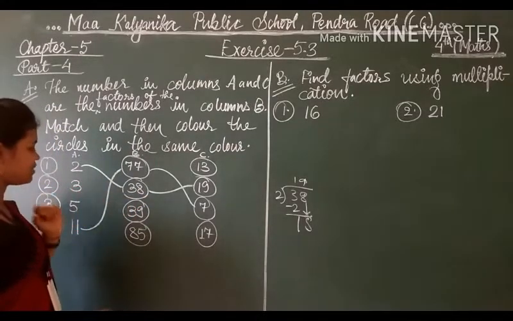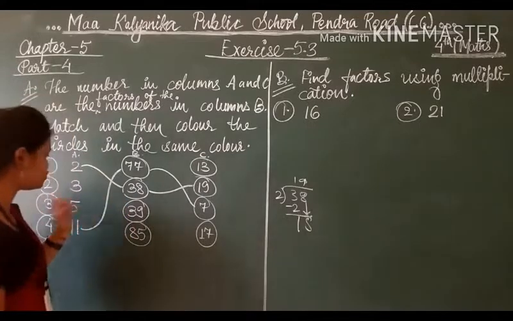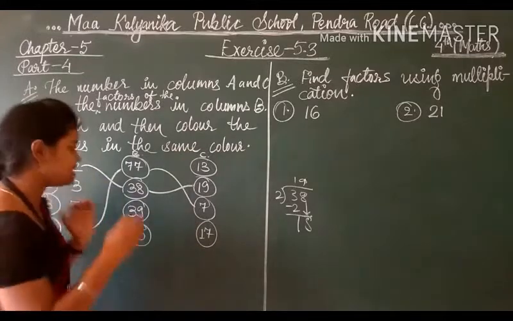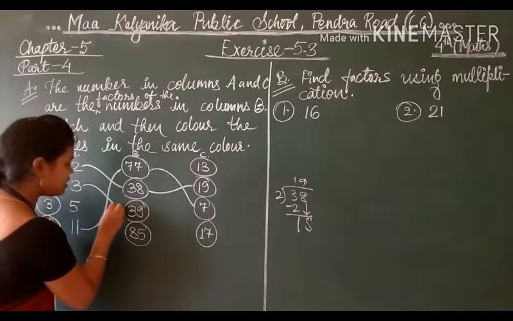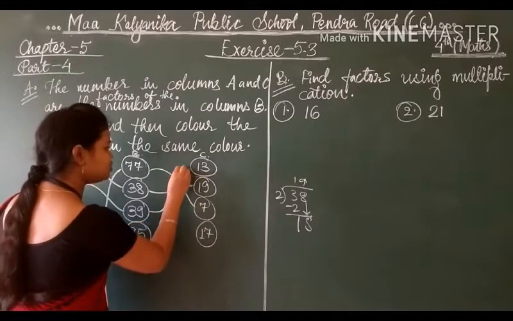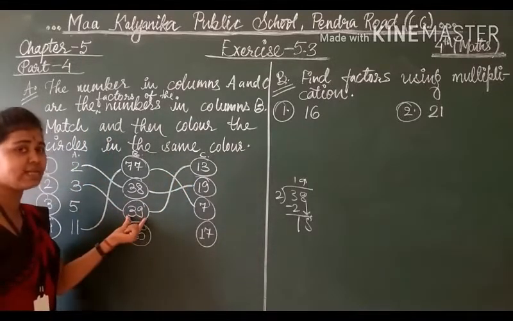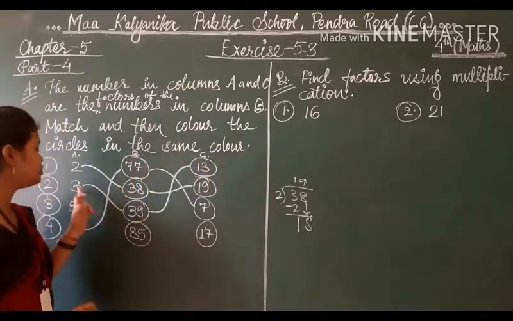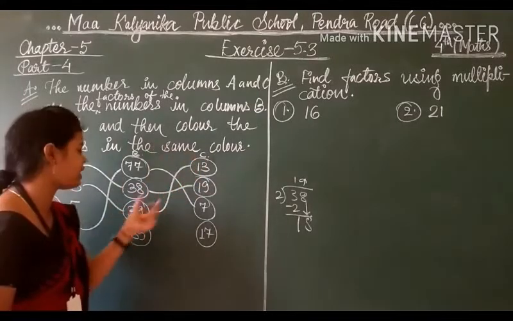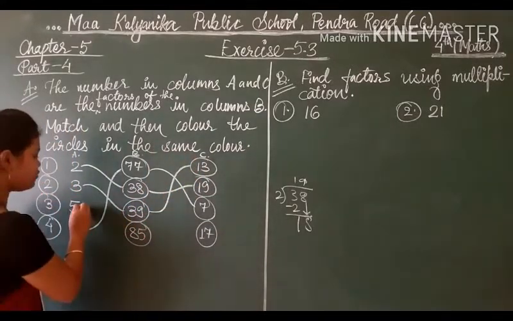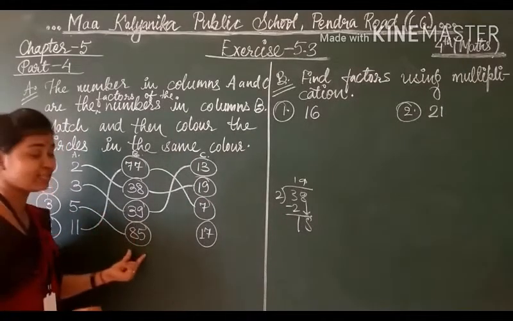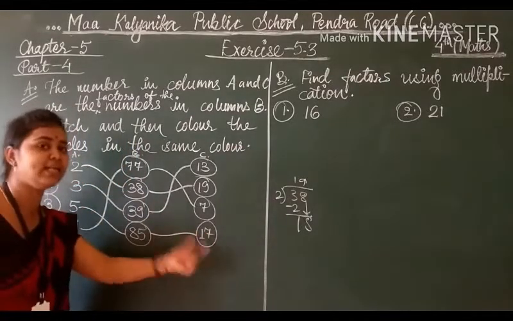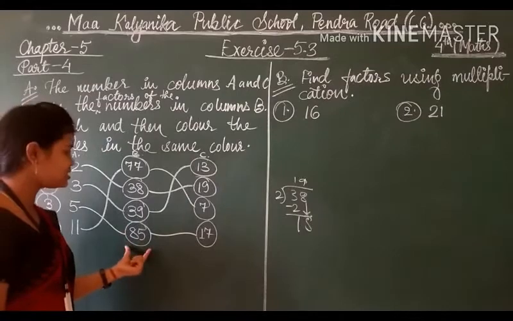In the same way we can check for 3. If we are taking 39 for 3, see 3 ones are 3, 3 threes are 9, 13. Is 13 available here? Yes, it is here. So see 3, 39 and 39 will be matched to 13. So check whether 39 we are getting by multiplying 3 and 13 or not. So 13 threes are 39. So 3 and 13 are the factors of 39. Last, now 5. 5 will be matched with 85 and 85 with 17. So 5 and 17 are the factors of 85.